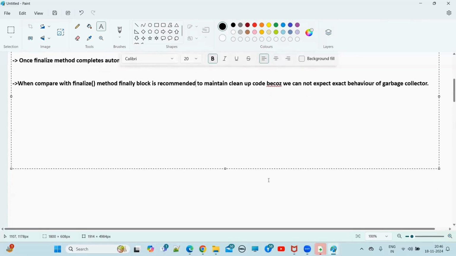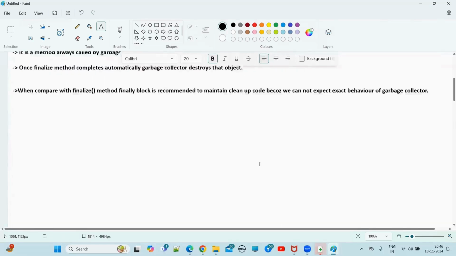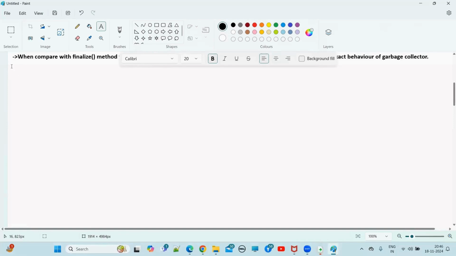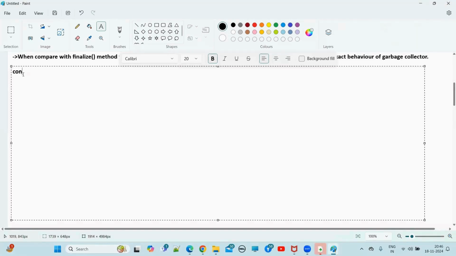So now we'll go with next topics, guys. Now, control flow in try catch finally we will see. Okay, control flow in try catch finally.